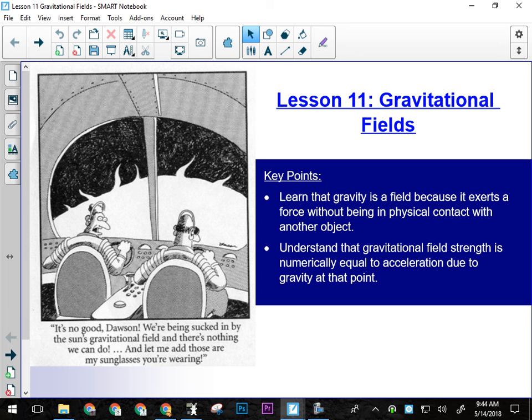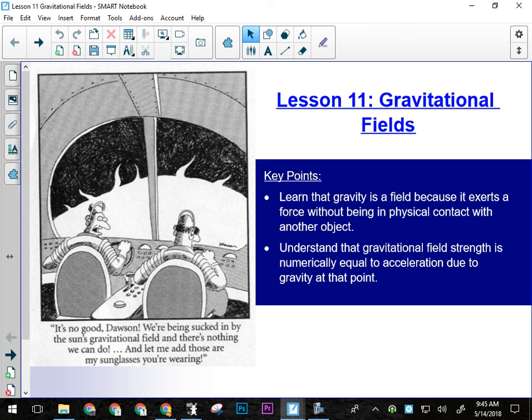They can exert their influence over an area or volume that they have influence in. Gravity is the same. I don't have to be in contact with the Earth to be attracted to it, and same with the planets around the sun. If gravity wasn't a field force, then nothing would orbit anything else. They would all have to be physically attached somehow. So gravity is a field because it can exert a force without being in physical contact with another object.